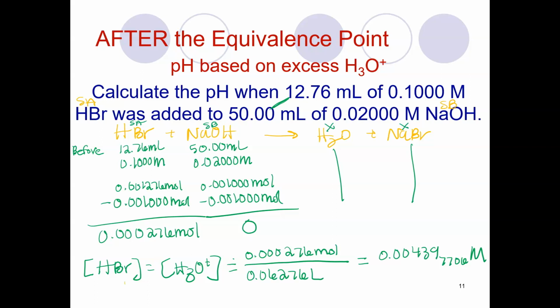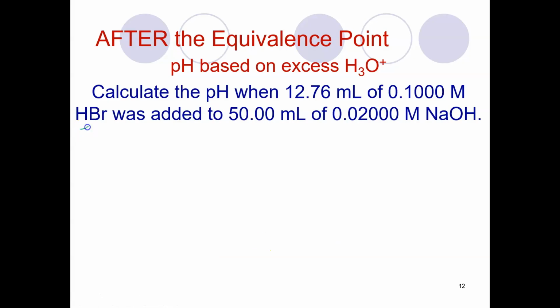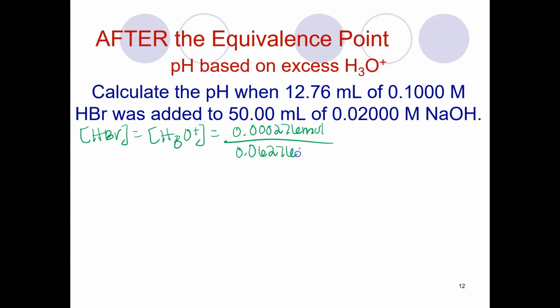So this is not a pH, this is a molarity. So I still have to get to pH. So again, I ran out of space. So next slide, same problem. I'm just going to rewrite that the molarity of HBr is equal to the molarity of H3O+, which is equal to 0.000276 moles divided by 0.06276 liters, which is equal to 0.004397706 molarity. So this has 3 sig figs.